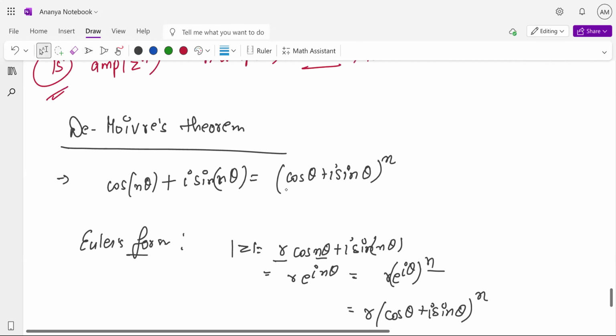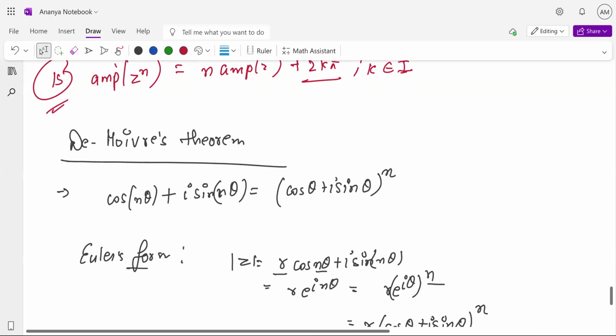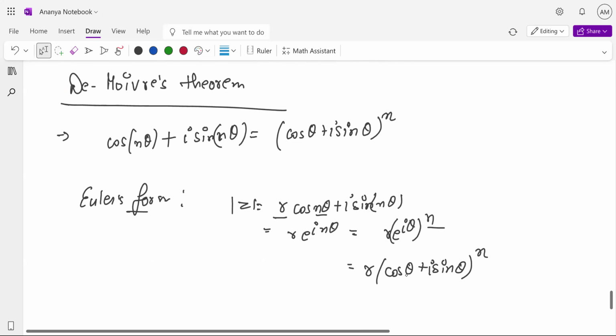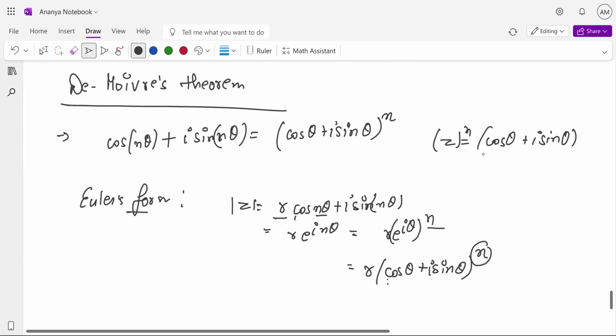I think you will get the explanation of this theorem by this also. You can see the amplitude of z to the power n. Let's say z was cos theta plus i sine theta. So when I'm doing z to the power n, I'll be getting this side also, right? What does my amplitude become?